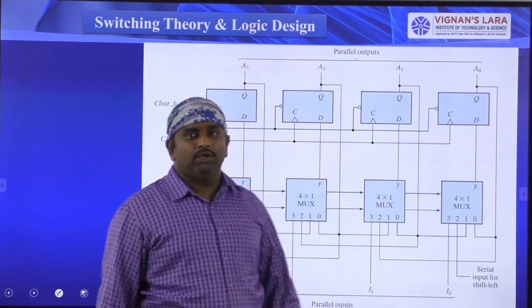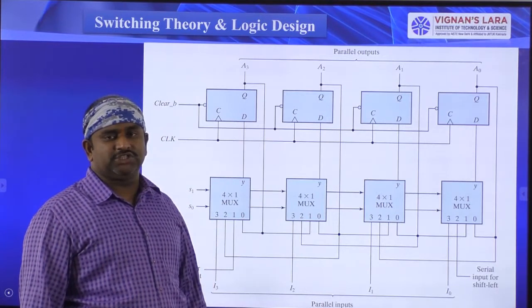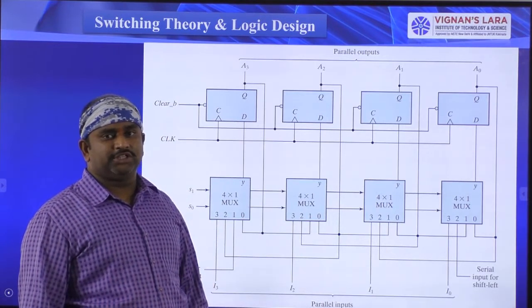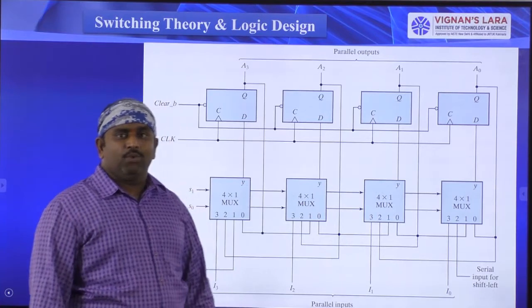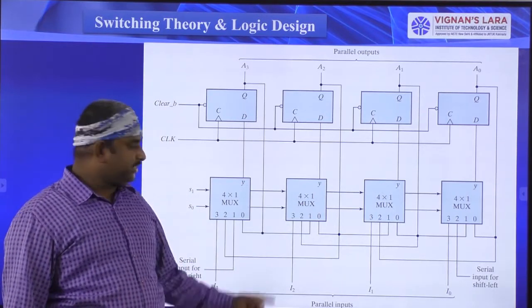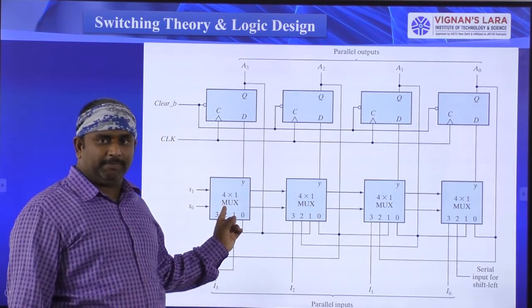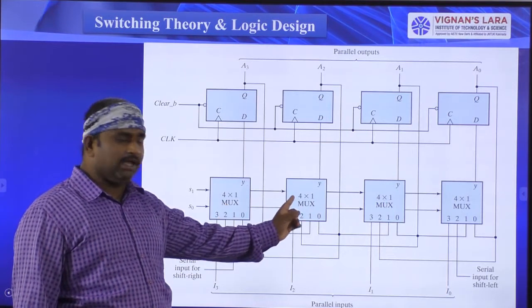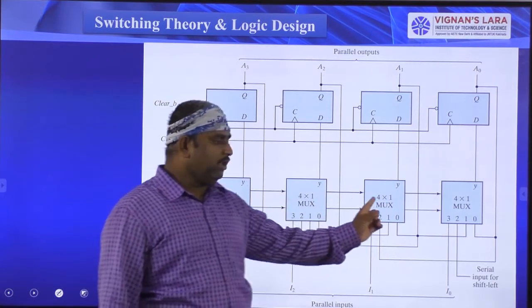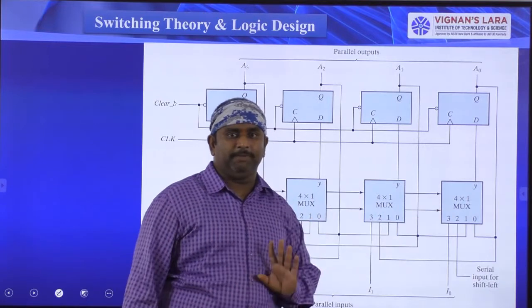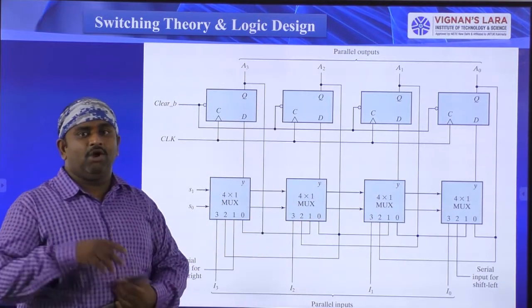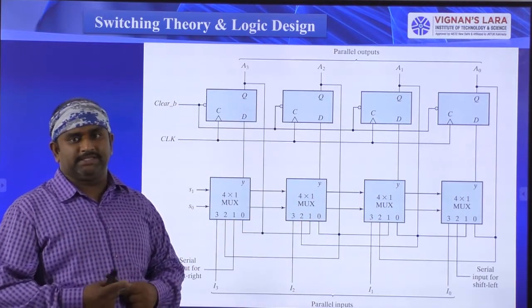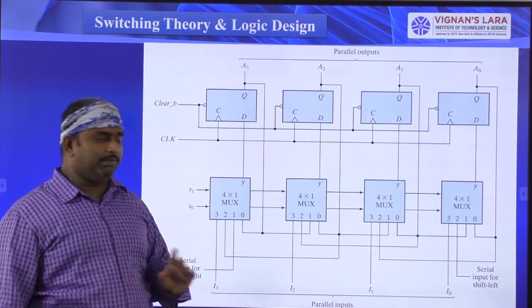Right. Now, this is the universal shift register block diagram. First, what is there in this block diagram? See here. First, a 4:1 multiplexer. This is the 4:1 multiplexer. This is also a 4:1 multiplexer, and another, and another. Totally here we have taken 4 4:1 multiplexers.